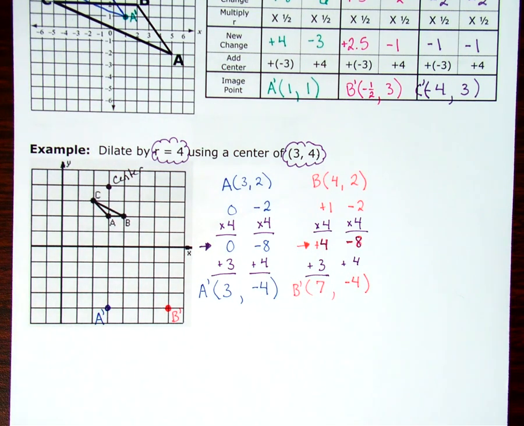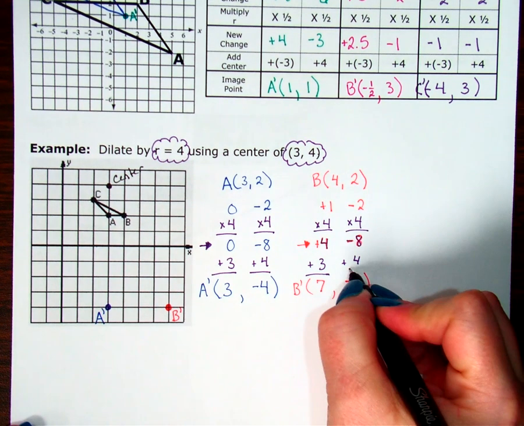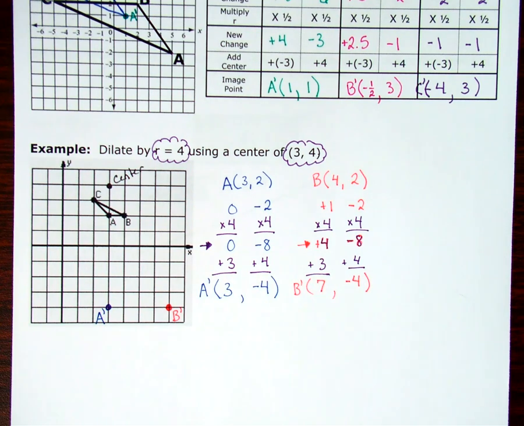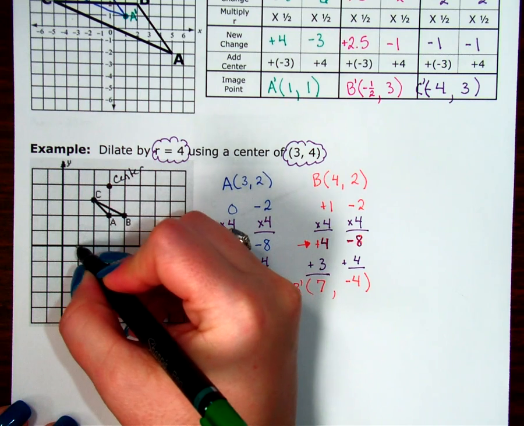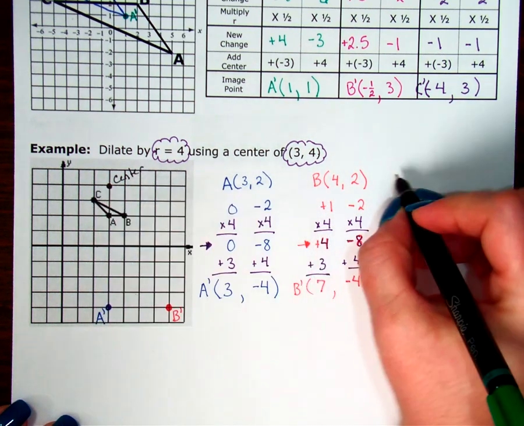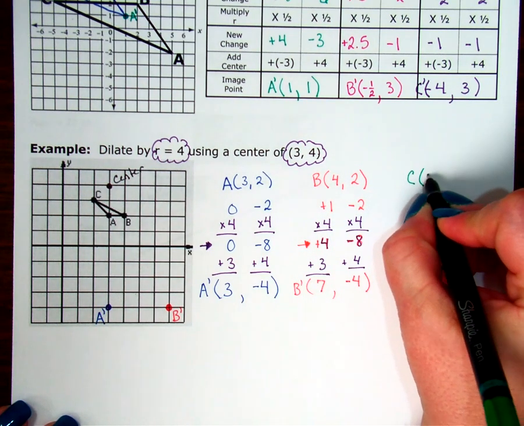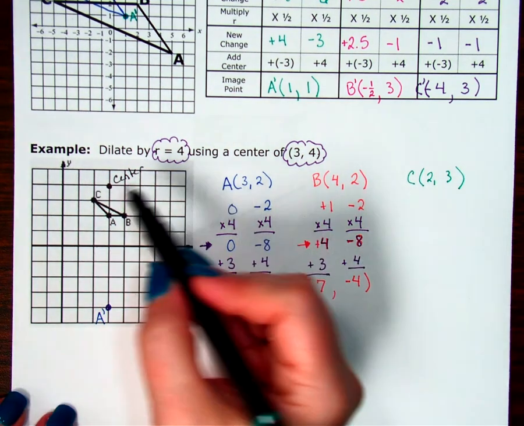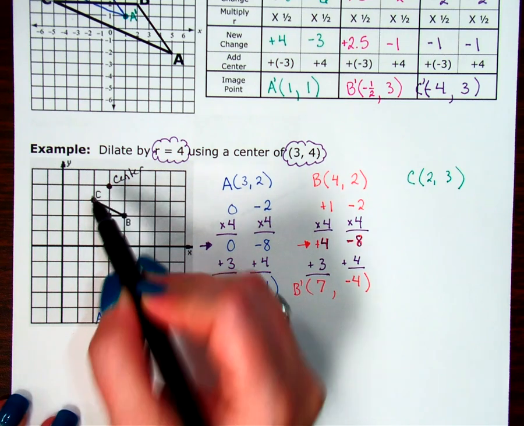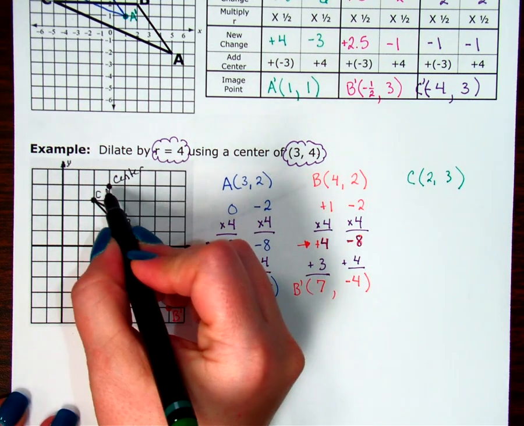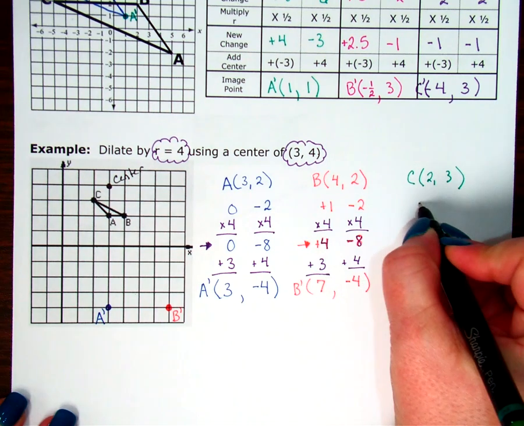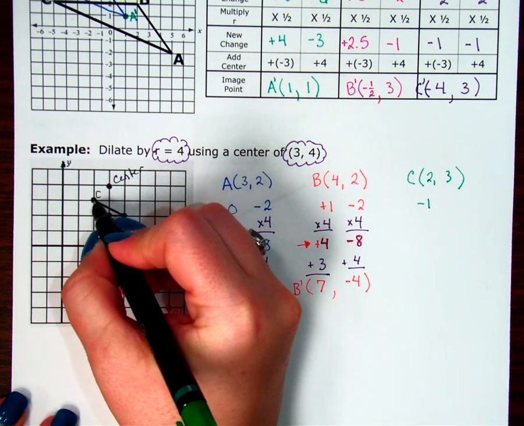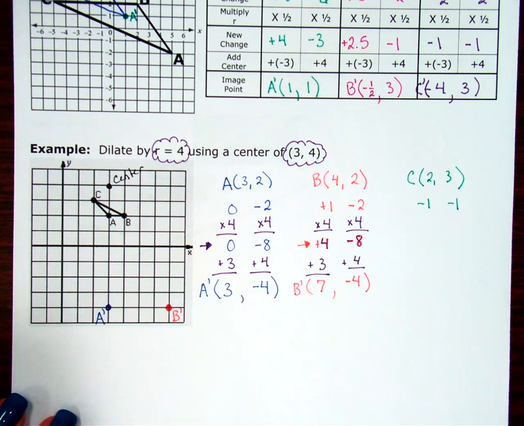Okay? All right, the last one, let's find C. So C is currently at (2, 3). The first thing I'm going to do is figure out what the change is to get from my center to C. I can see that my x is going to change by going back 1, and then I'm going to go down 1. So it's a minus 1 and a minus 1.